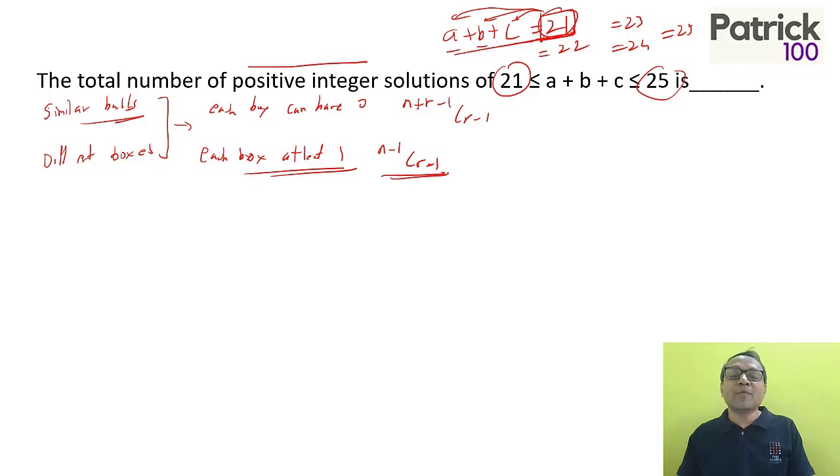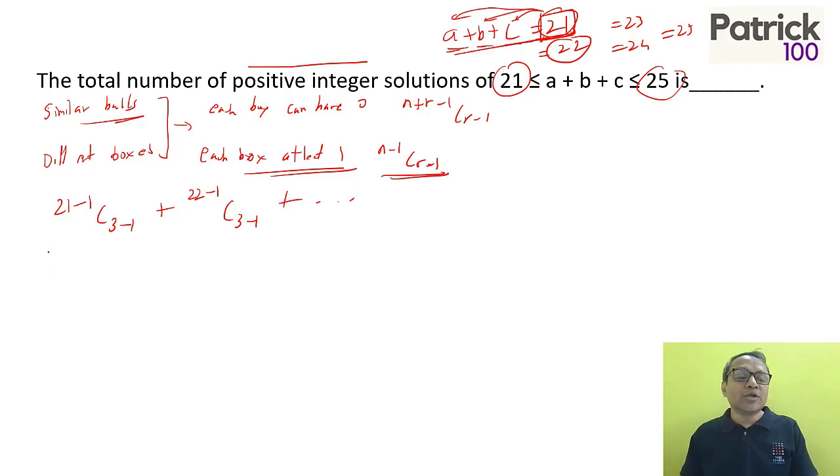So I need to use this formula. That means here it will be 21 minus 1 C 3 minus 1, because I have to put them in 3 boxes. Same way, next will be 22 minus 1 C 3 minus 1, because I have to put 22 in 3 boxes, and so on.